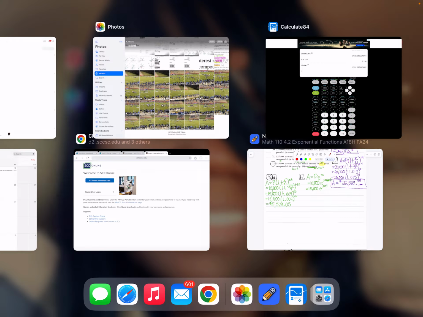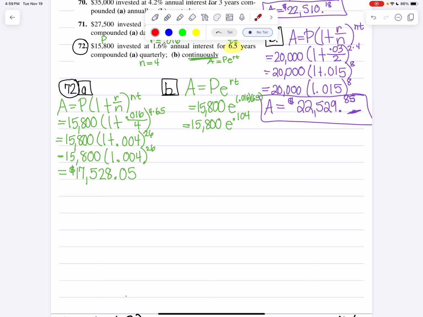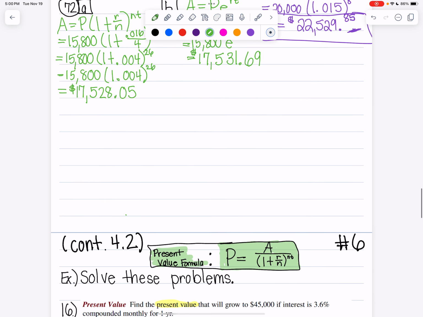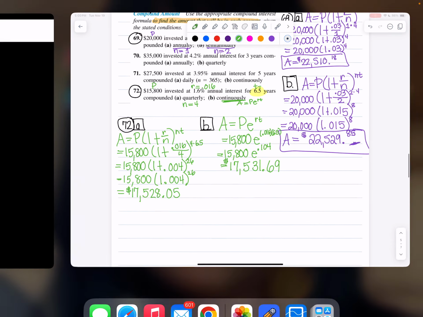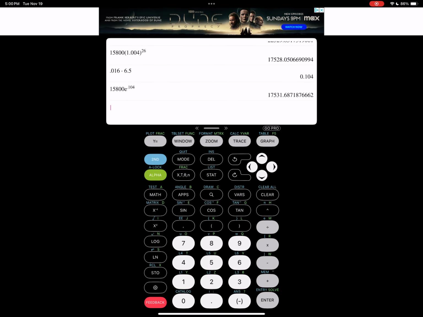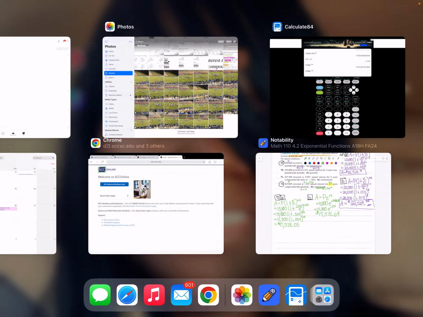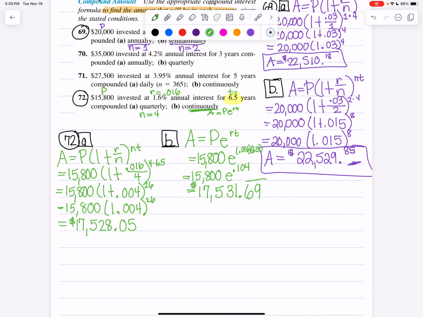So 17,531. And then that makes it what? A 9? Was it 69? I think it was 69. Let me double check. Sorry. Is it 69? Yes, 69. So we got it. This is our final answer right here for our future value.